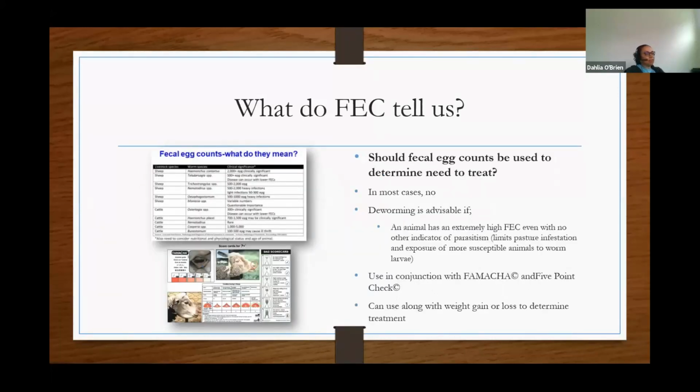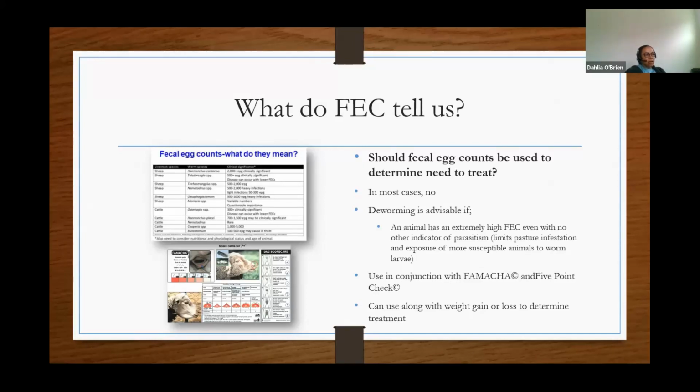The question we get asked often is, should fecal egg counts be used to determine need to deworm? We get this question a lot, and we always get asked for a limit, a cutoff. What fecal egg count should I use to deworm my animals? If you look over on the top image on this slide, you'll see that there is actually a chart there. It comes out of Australia, where it gives the livestock species. It doesn't have goats on it, but it has sheep and cattle. It has the worm species. You can see the Haemonchus contortus, Teladorsagia, and Trichostrongylus. And it also gives you clinical significance.